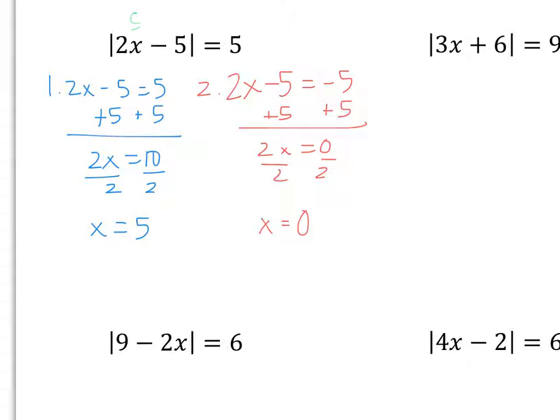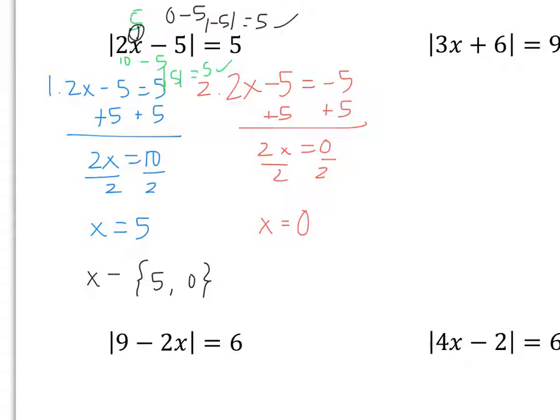So if I plug in 5 here, 2 times 5 is 10, and 10 minus 5 is 5, and is the absolute value of 5 equal to 5? You bet. Now if I plug in 0, 2 times 0 is 0, 0 minus 5, the absolute value of that is negative 5, and is the absolute value of negative 5 equal to 5? You bet. So I know I'm right in that 5 and 0 are my two solutions.